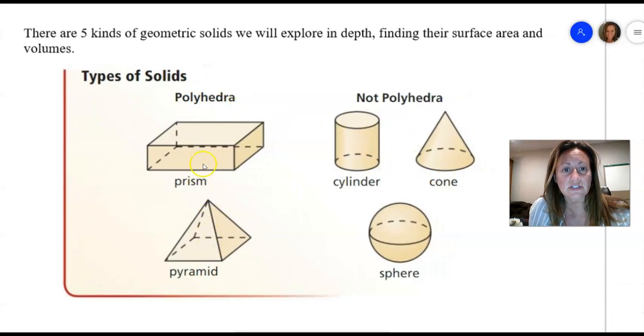Prisms and pyramids are considered polyhedra because their faces are all just flat polygons. These cylinders, cones, and spheres are not polyhedra because they have faces that are curved. They are not flat polygons. And that's really the main difference.